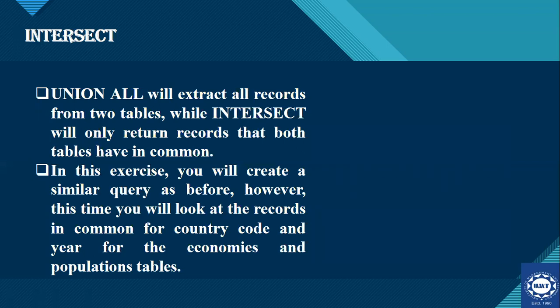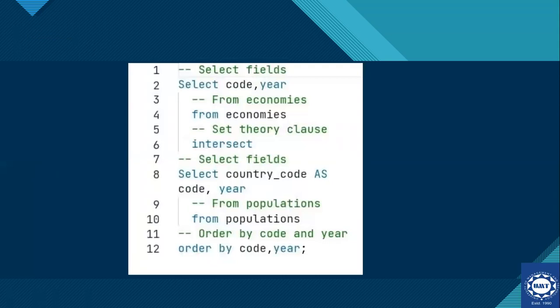Intersect. Union all will extract all records from two tables, while intersect will only return records that both tables have in common. In this exercise, you'll create a similar query as before. However, this time you will look at the records in common for country code and year for the economies and populations tables. So you can see that union and intersect are totally opposite to each other. In this query, you can see how to use intersect for multiple tables to get your results, which match in both or multiple tables.